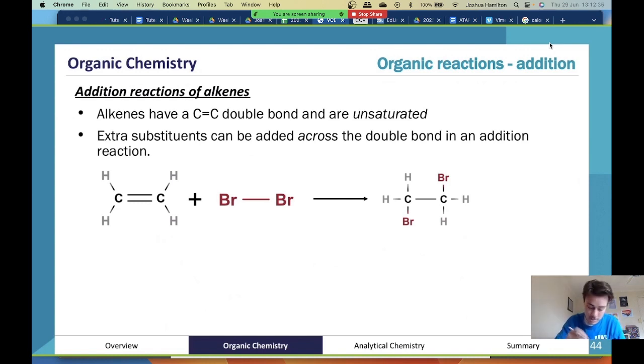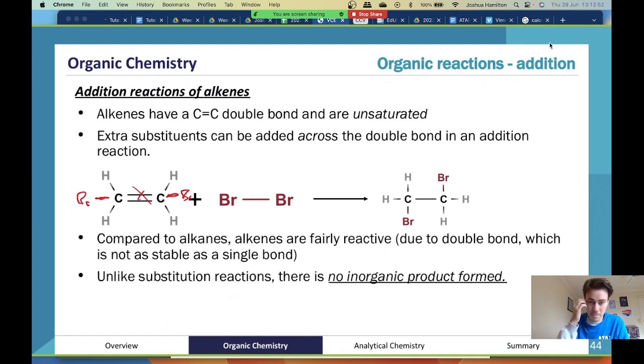Now, what's really important here is you can't put two bromos on one carbon. You can't say there's a bromo here and a bromo here, because when that bond breaks, there is a spot here and a spot here. So the bromo has to go here and the bromo has to go here. Really, really important. Alkenes, compared to alkanes, are fairly reactive. Unlike substitution reactions, there's no inorganic product formed, so there's no byproduct.